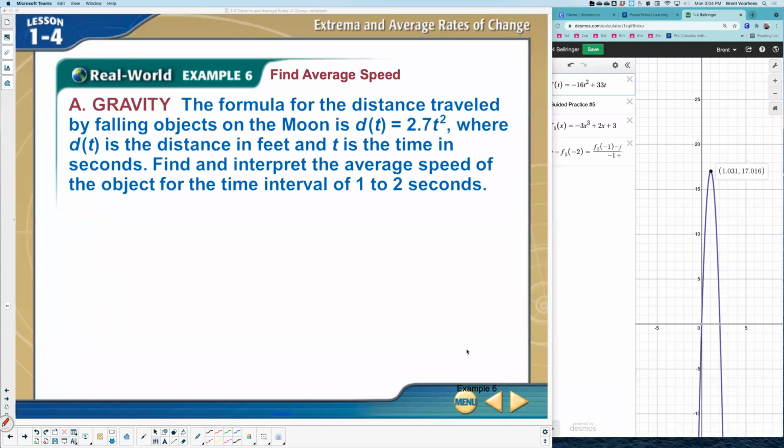All right, let's take a look at numbers. Example 6 now. It says find the average speed. So this is really just an application of what we've been doing. Here it says the formula for the distance traveled by falling objects on the moon is d of t equals 2.7 t squared, where d of t is the distance in feet and t is the time in seconds. Find and interpret the average speed of an object at the time interval from 1 to 2 seconds.